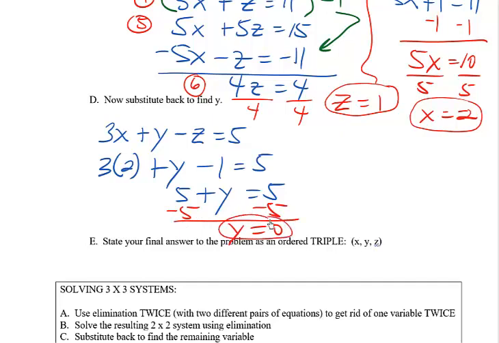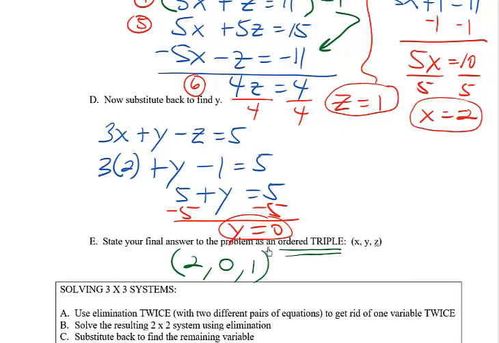Once you have your three values, your x, your y, and your z, you're finished with this problem. And the way we generally state our answers is as an ordered triple. So we've been using ordered pairs. This would be an ordered triple. The order matters. It has to be alphabetical: x, comma, y, comma, z. And so for us, that would mean the final answer is 2, comma, 0, comma, 1.